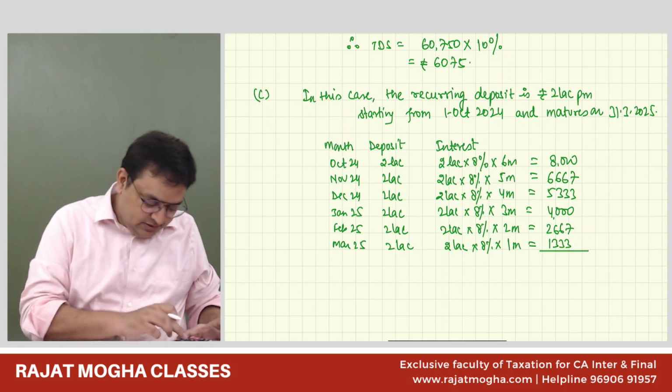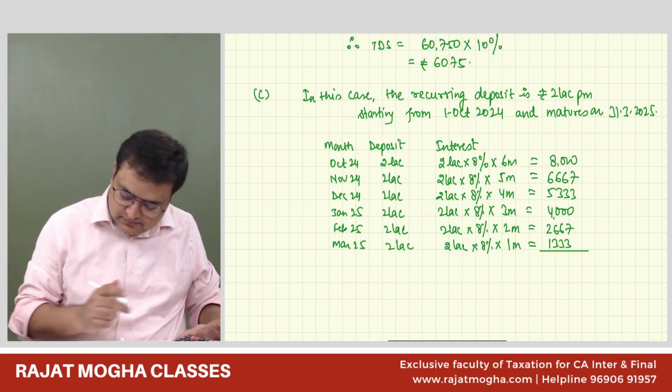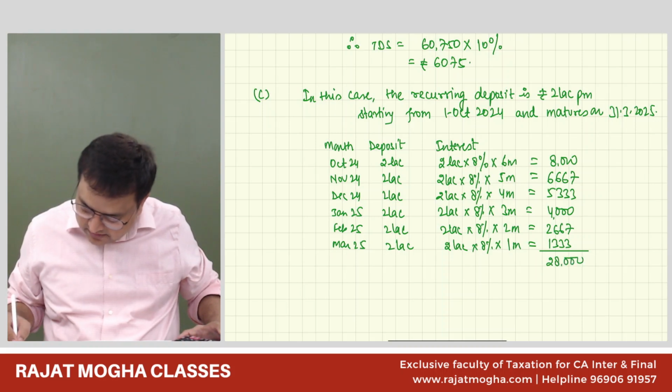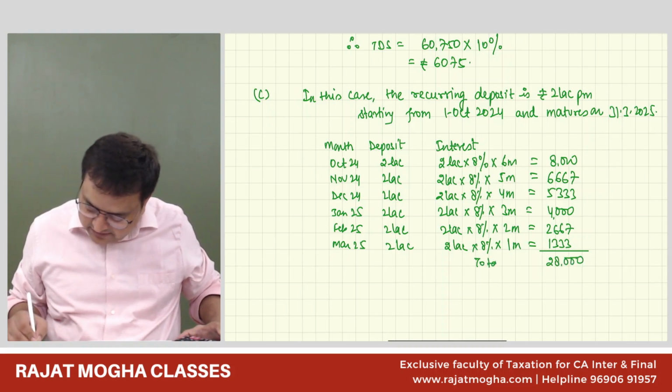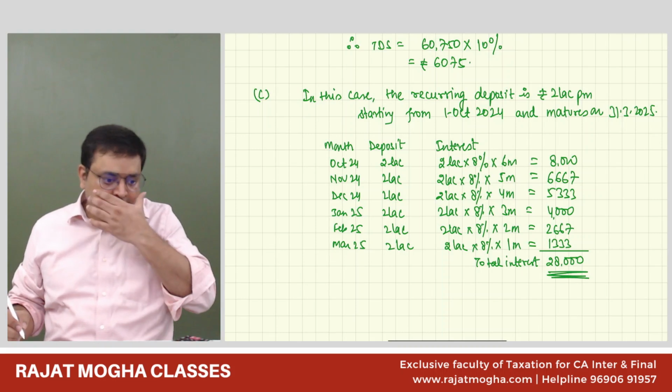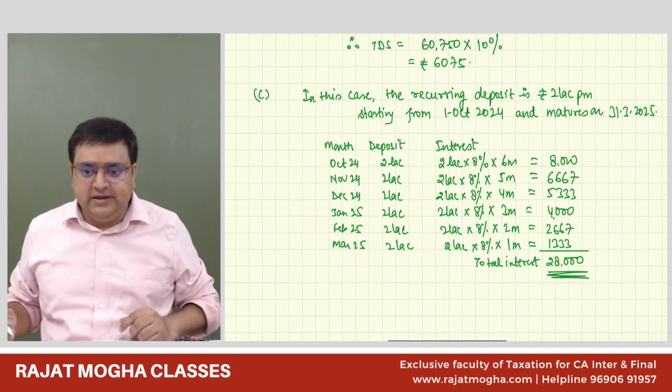So just do the total. 28,000, sir. Total interest. No TDS in this case. Why? Because it is not going beyond 40.